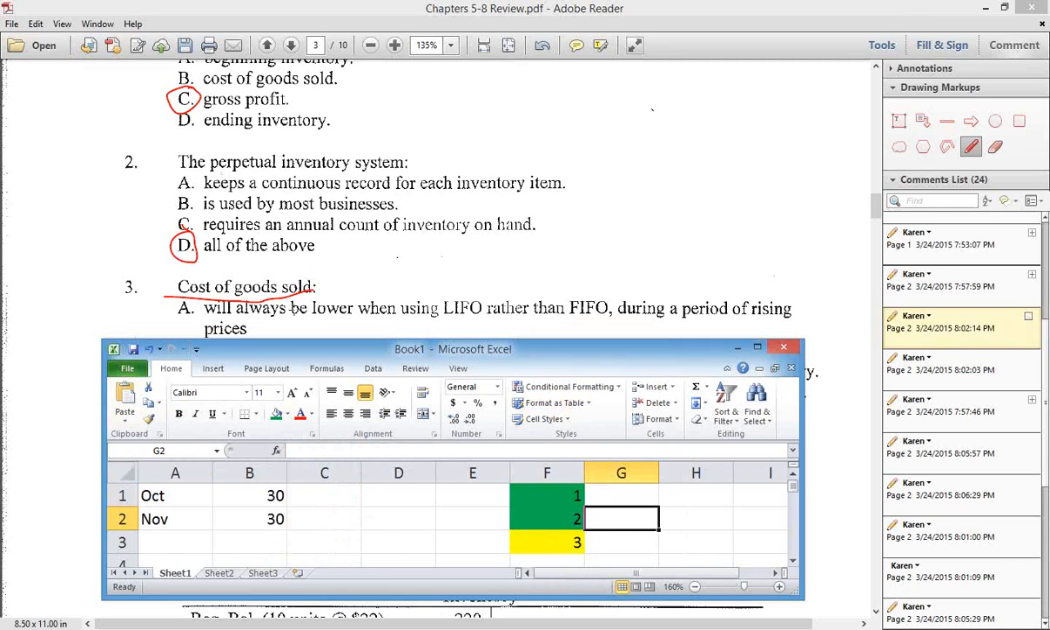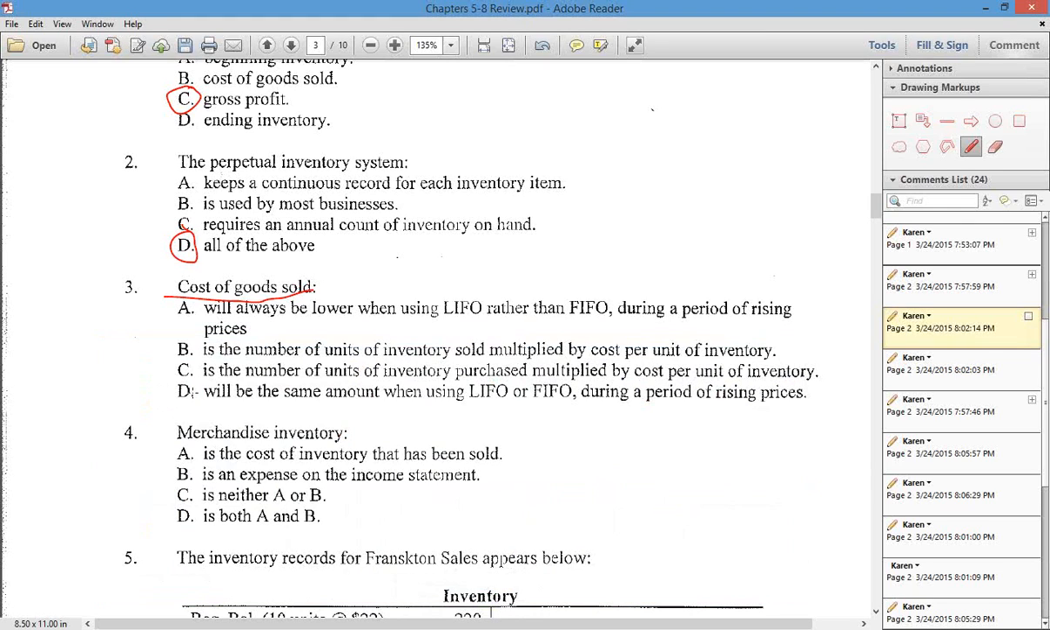So my cost of goods sold was higher when I was using LIFO rather than lower when I was using FIFO. So that's why that first one isn't the correct answer. And it also gives you a little bit of a real simplistic look at how LIFO and FIFO work. So cost of goods sold is the number of units of inventory sold multiplied by the cost per unit of inventory. It's the only one that can be correct there.